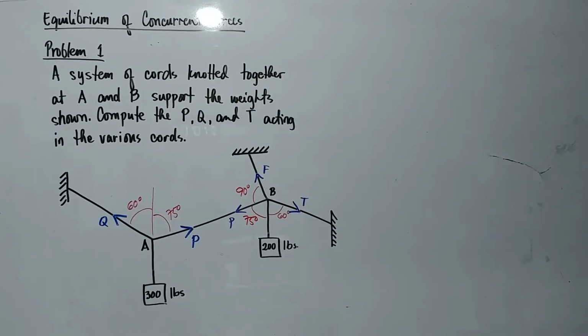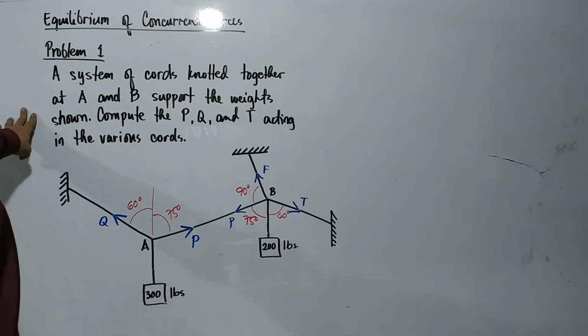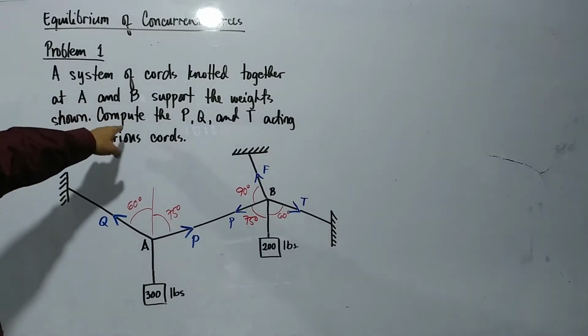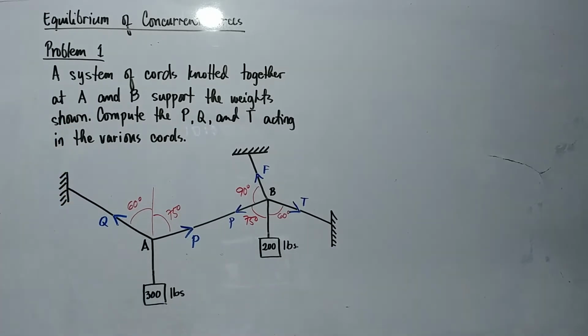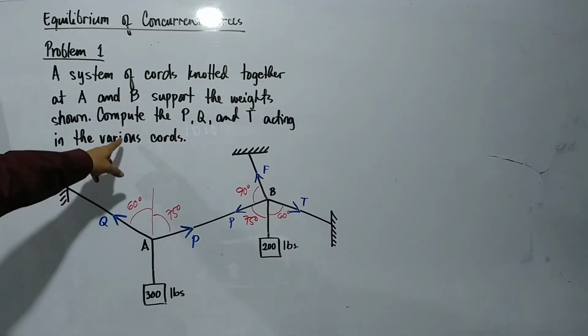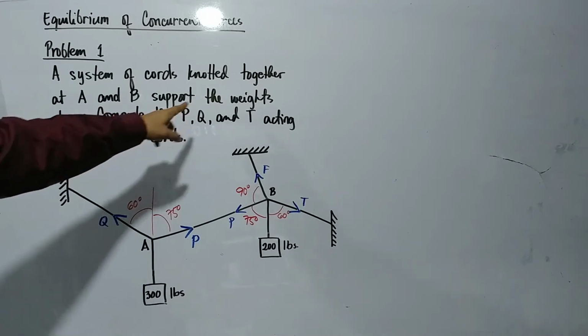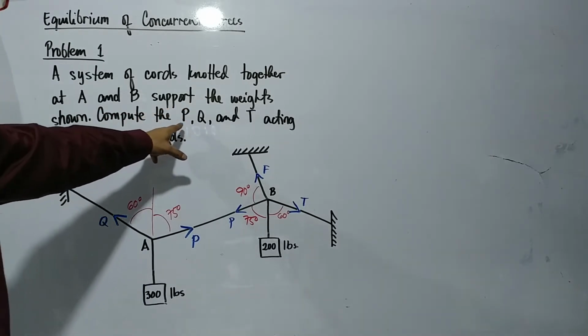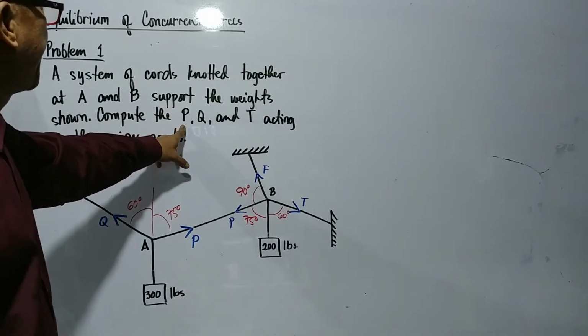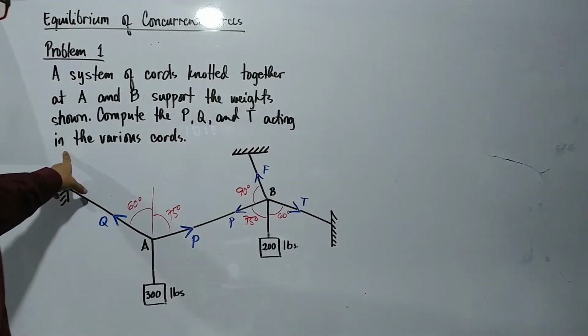So let's start. Our topic is equilibrium of concurrent forces. A system of chords slotted together at A and B support the weight shown. Compute the forces P, Q, and T acting in the various chords.